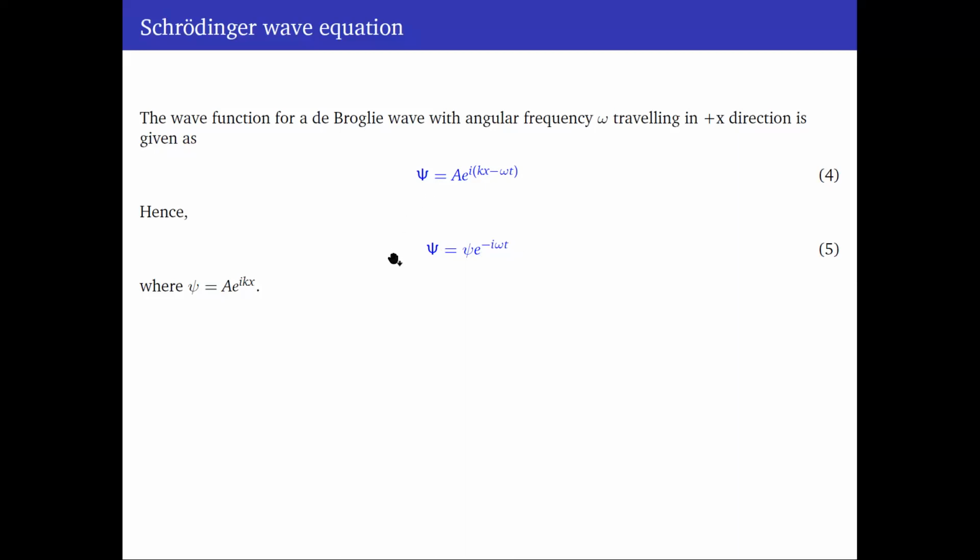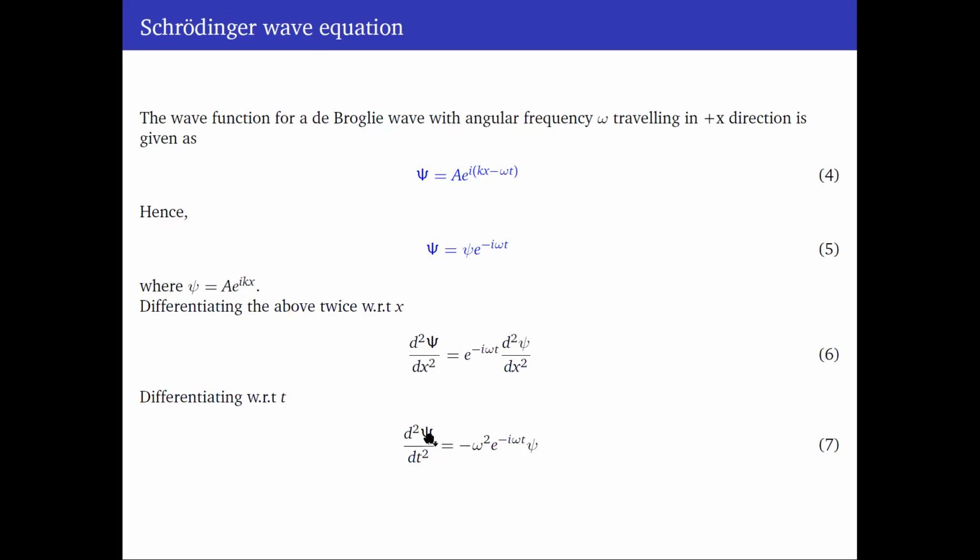In the next step, I'm going to differentiate capital psi with respect to x and then with respect to t multiple times. So differentiating twice with respect to x, I will get d square capital psi by dx square is equal to e to the power of minus i omega t into d square small psi by dx square, because it's only small psi which is depending on x. If I differentiate with respect to time, I will get d square capital psi by dt square is equal to minus omega square e to the power of minus i omega t into small psi.